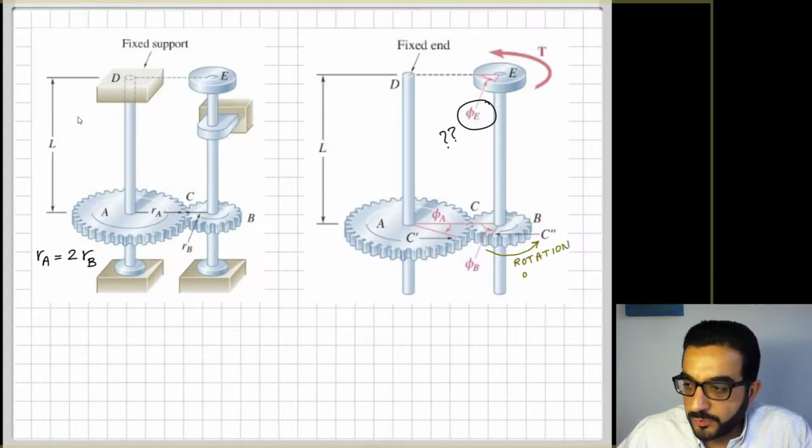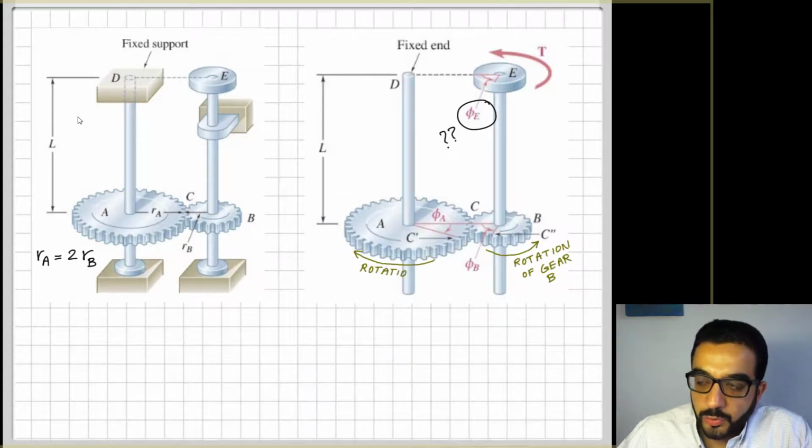Now, if we visualize the rotation, if the torque here is moving, if you look from the top, counterclockwise, the rotation will follow the torque for rotation of the shaft BE and gear B. So the gear B here rotates counterclockwise, but shaft A rotates clockwise.